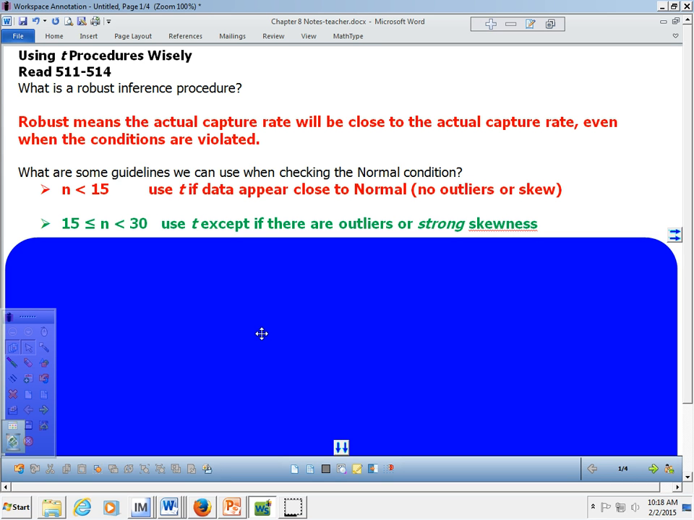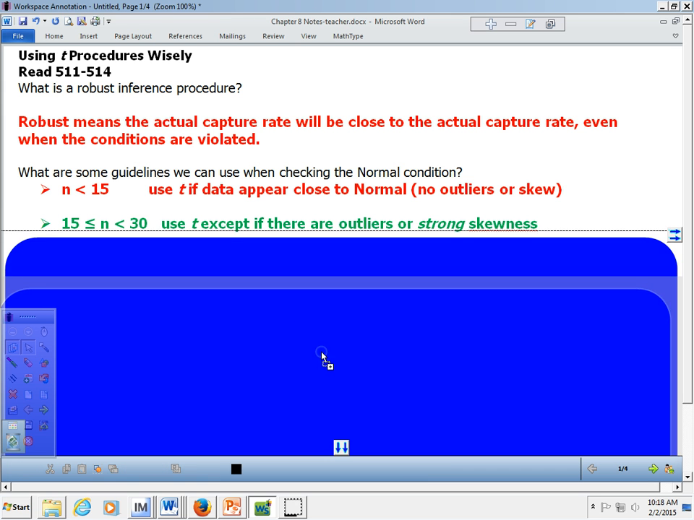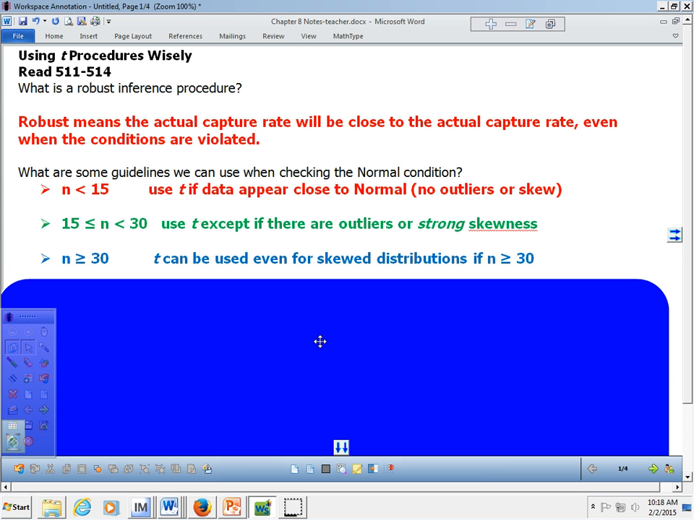Okay? So if our sample size is between 15 and 30, then we still cannot accept outliers, but a little bit of skewness is okay. And then of course, if our sample size is bigger than 30, then we can use our T procedures even for skewed distributions. We know that the central limit theorem tells us that after a sample size of 30, the shape of the population distribution doesn't even matter anymore. We know that our sampling distribution is approximately normal, and we can still use our T procedures as far as coming up with our critical value. Okay?